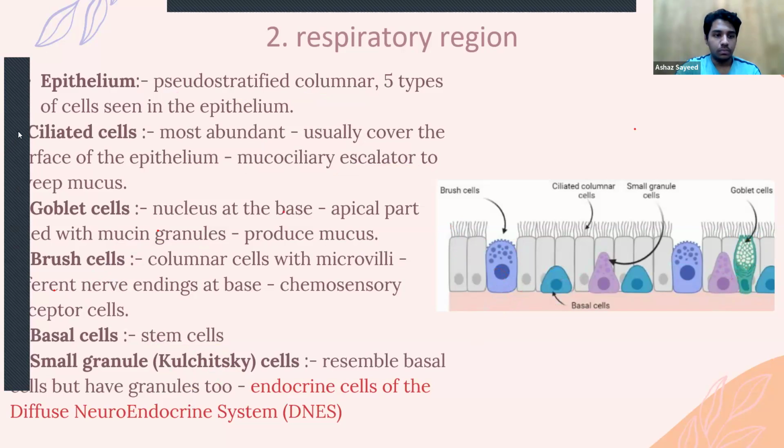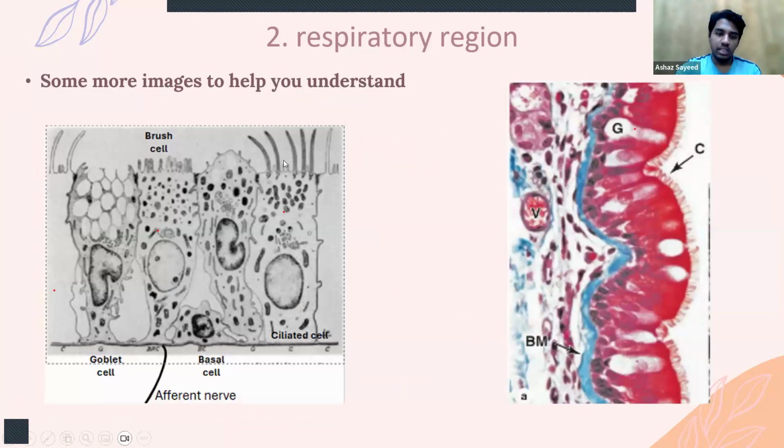Here you go. These are some more images to help you understand the concept. Okay, so these are more clear, I would say. This is a goblet cell because of the mucin granules.